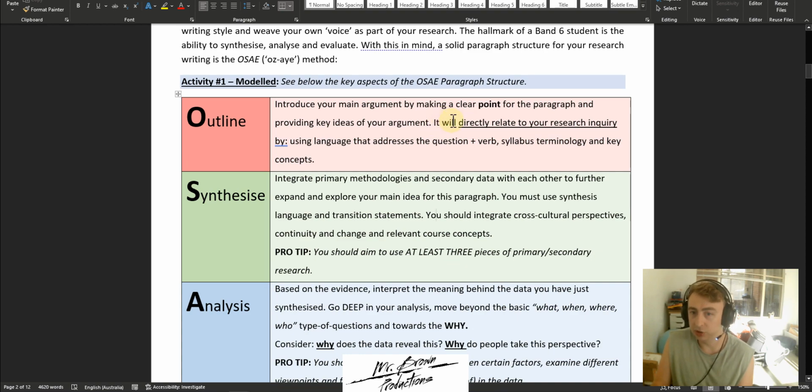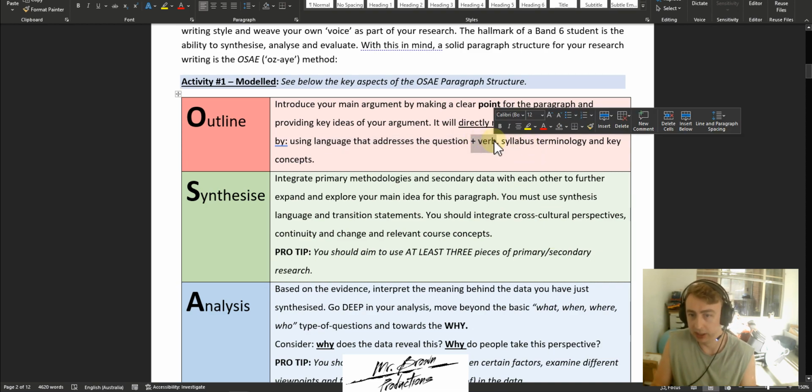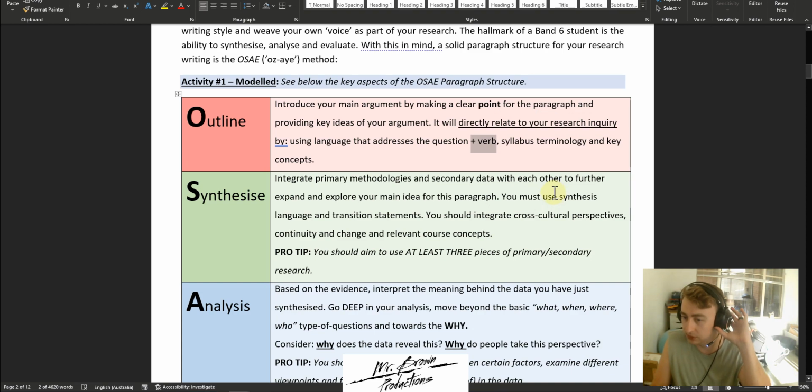You then want to directly relate your research inquiry, well, it should be directly related to your research, by using language that addresses the question/verb that you're looking at. Now, in terms of that, that's addressing your research question, and the verb being, I guess, the focus question that you've designed for that particular bit of writing.